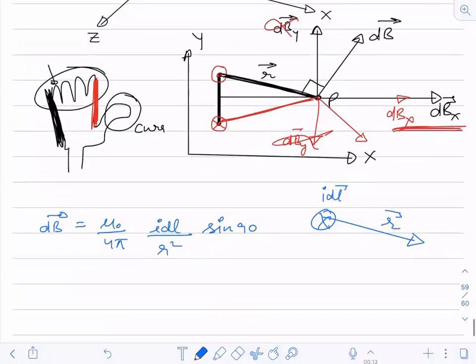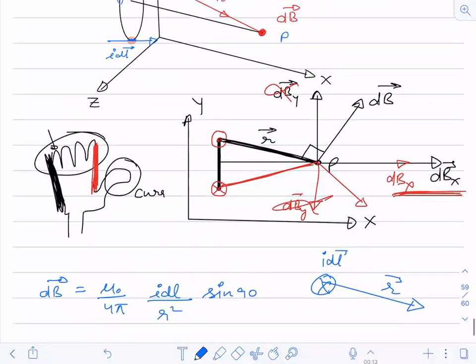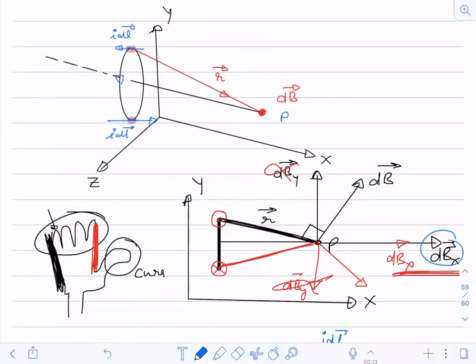So this will be written as dB equals mu naught by 4 pi, I dl by r square. This is the magnetic field. Now we have to write down the x values. Because the y value gets cancelled, we have to only add the x values.